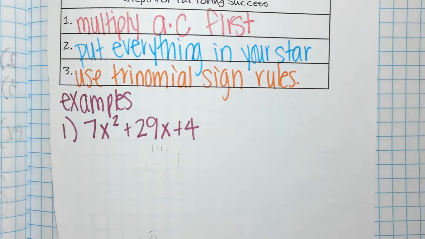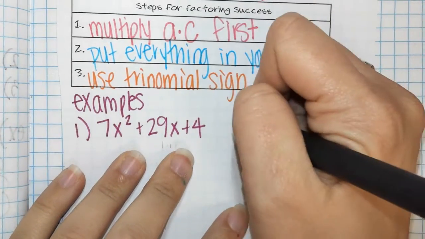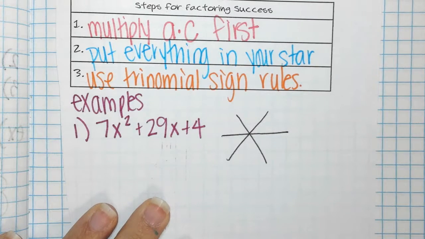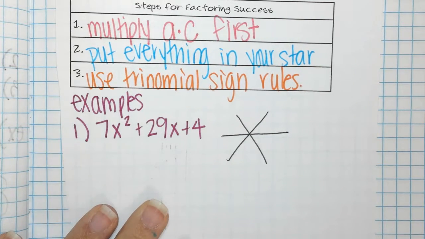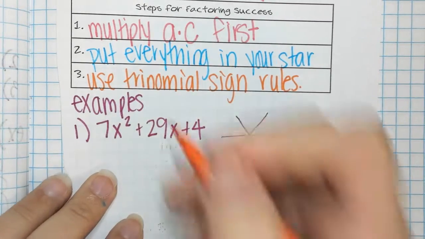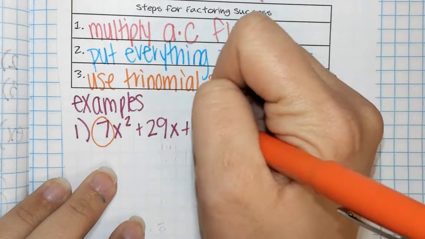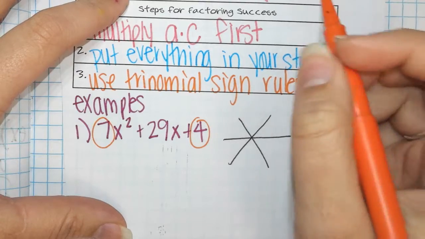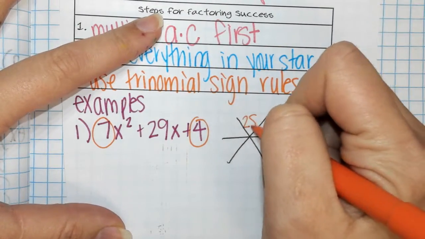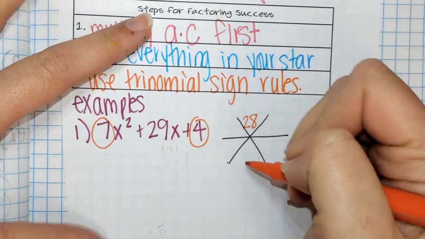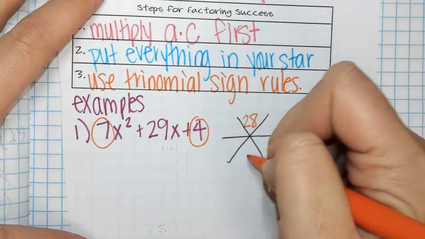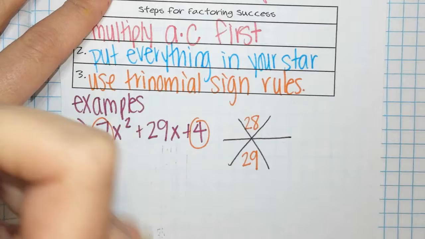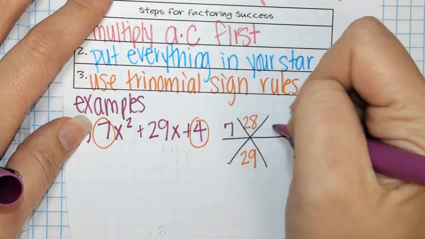Make it star. Alright, so the first thing we do is we draw our star. Then we're going to multiply 7 times 4. And what's 7 times 4? 28. And that goes on the top. Alright, what goes on the bottom right here? 29. And then what goes on the top left and right? 7. Good job, Allie. Take a point.